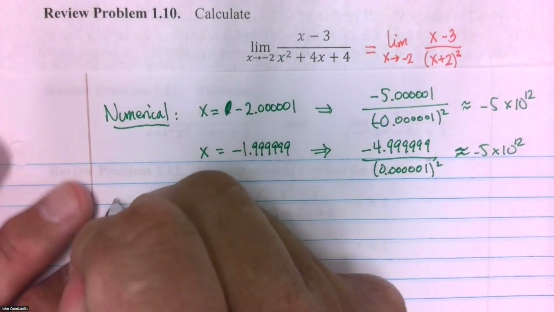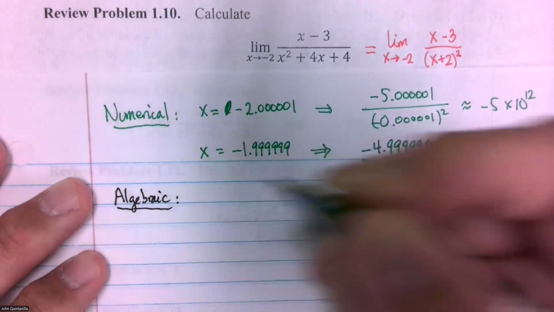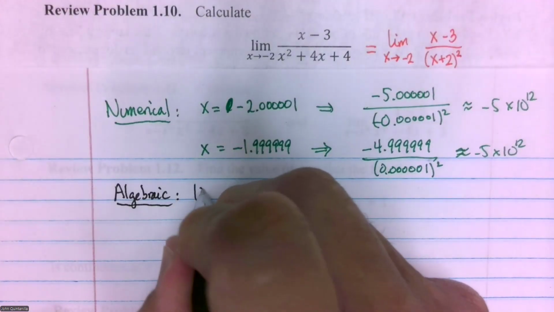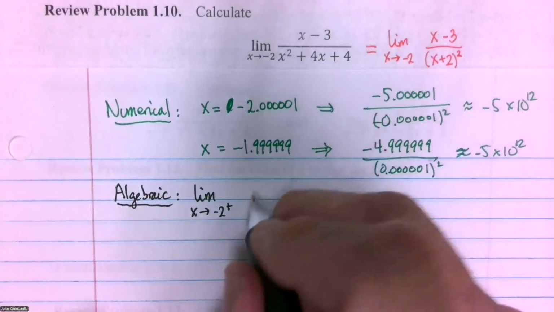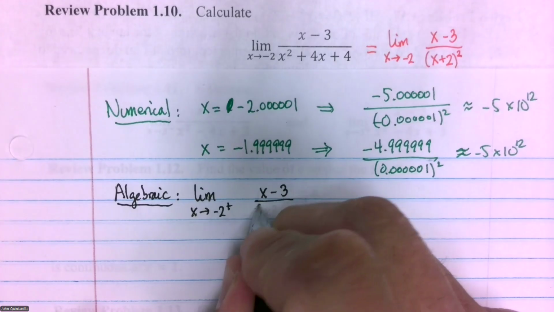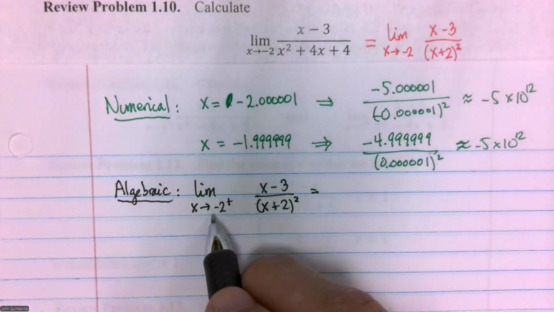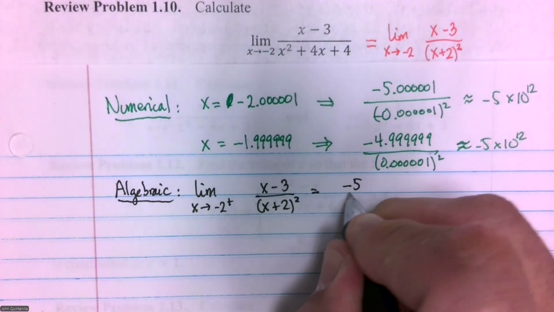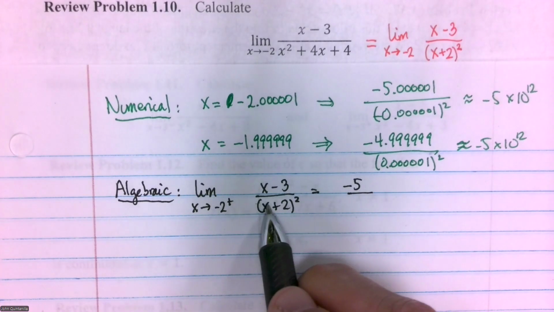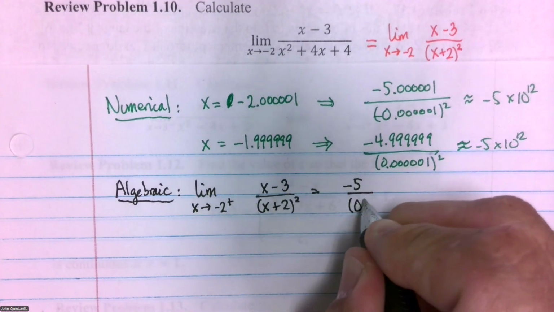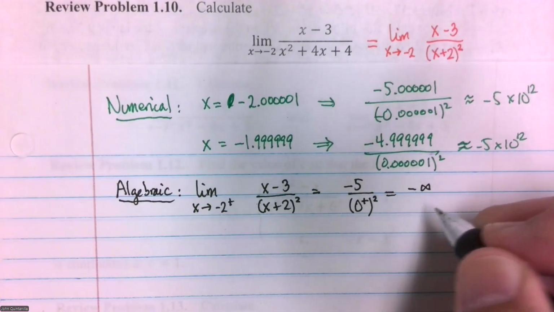A more algebraic way of doing it: I can write the limit as x approaches -2 from above of (x - 3) over (x + 2) quantity squared. If I plug in -2, on top I would get -5. On the bottom, if I plug in something a little bit bigger than -2, I would get something a little bit bigger than 0. So I'm dividing by 0, but 0 in a positive sense squared, and that would be equal to negative infinity.